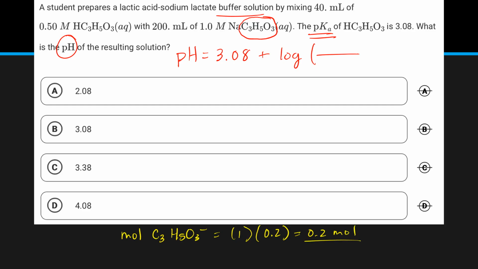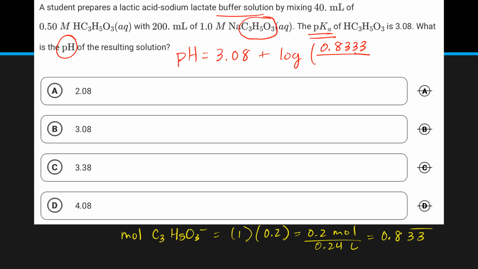And then to get concentration, we need to divide it by total volume. So that's going to be 40 plus 200, or 0.24 liters. So 0.2 divided by 0.24 is going to give us 0.833 repeating. So that is our concentration of the conjugate base, so that's going to go in the numerator. So 0.8333 repeating.